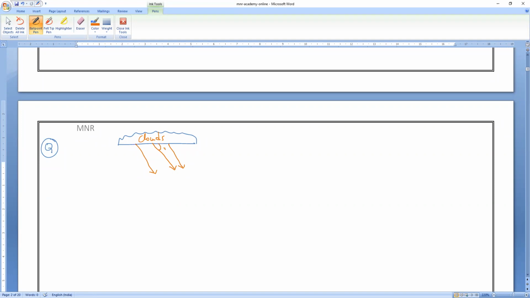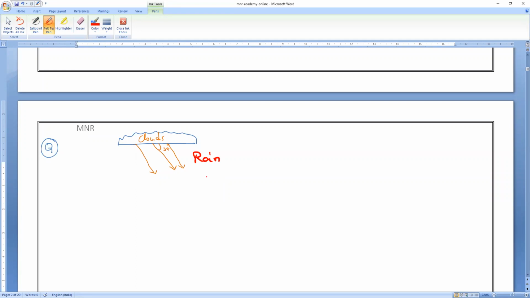What is the angle they are making, all of you? 37 degrees. Are you clear, everybody? So this is the rain. Now it is falling with a velocity of 50 kilometer per hour. So it is falling towards the downward direction.